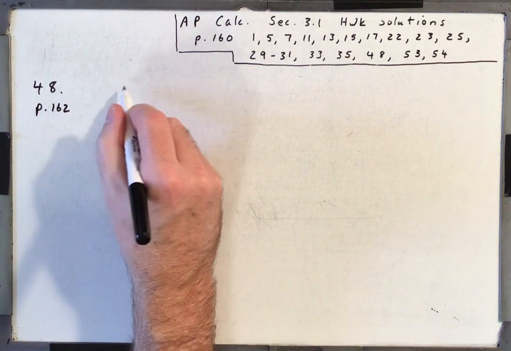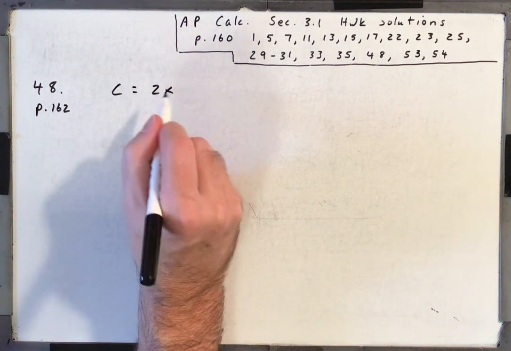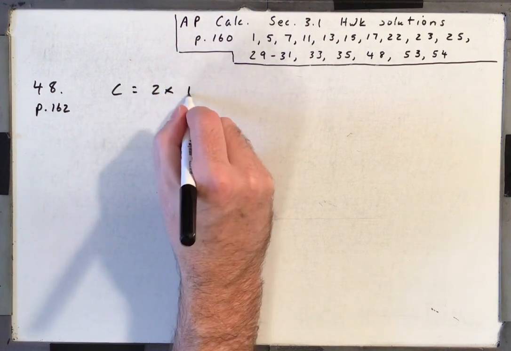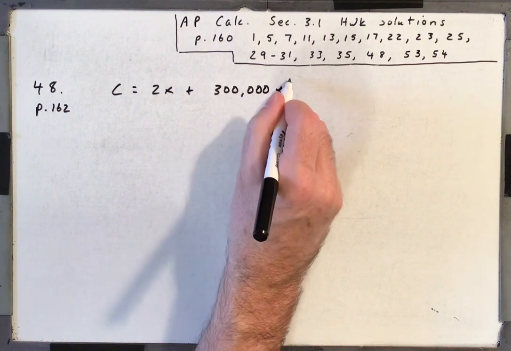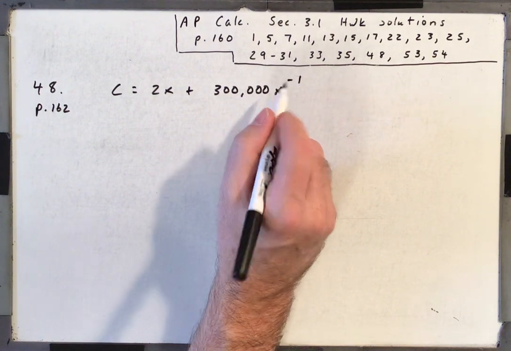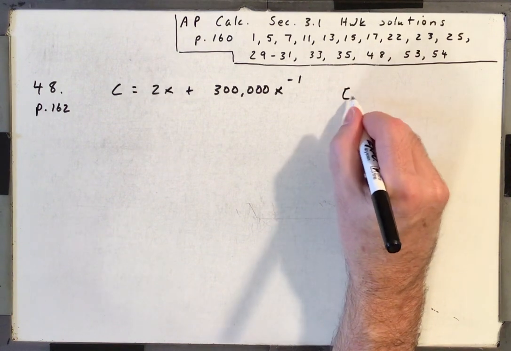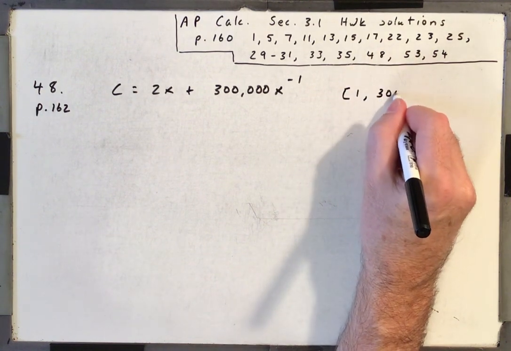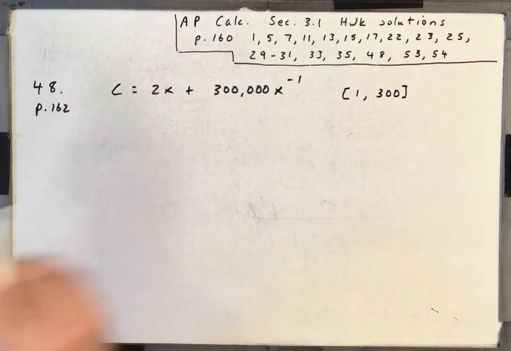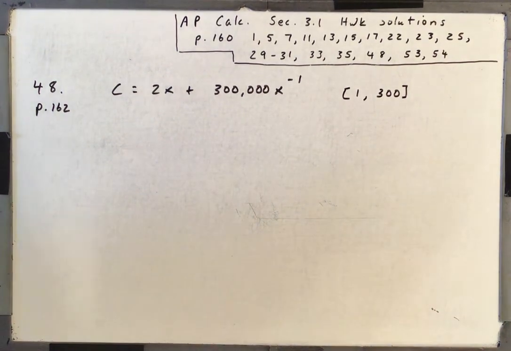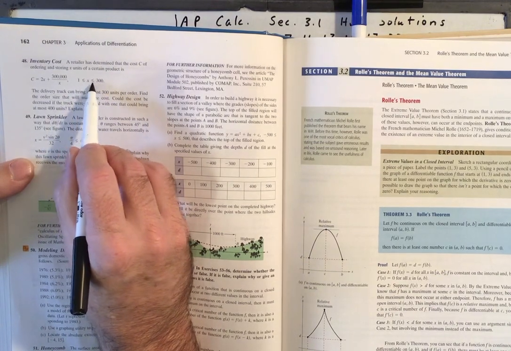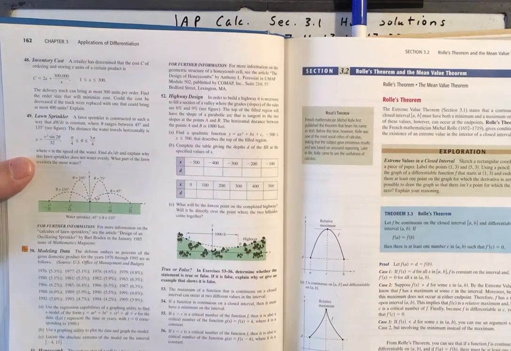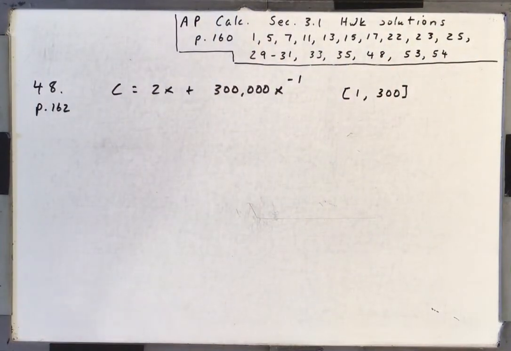So we have a cost function. C is equal to 2x plus, I'm going to go ahead and change that to 300,000 x to the minus 1. It's 300,000 over x. And our interval is between 1 and 300. And we include the endpoints because it's less than or equal. That equal part means you include the endpoints, if you remember that from Algebra 2, and maybe also some in pre-cal.